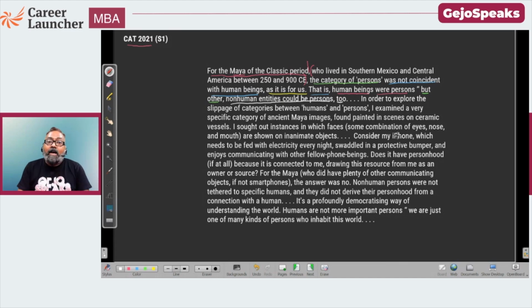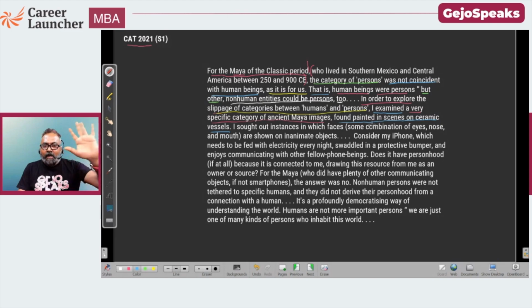Now let's look at this. Here also we can understand the purpose. In order to explore the slippages of category between humans and non-persons, the difference between categories, in order to expound, I have examined. What did he examine? A very specific category of ancient Maya images. What kind of image did he examine? Images found painted in scenes on ceramic vessels. That's all.